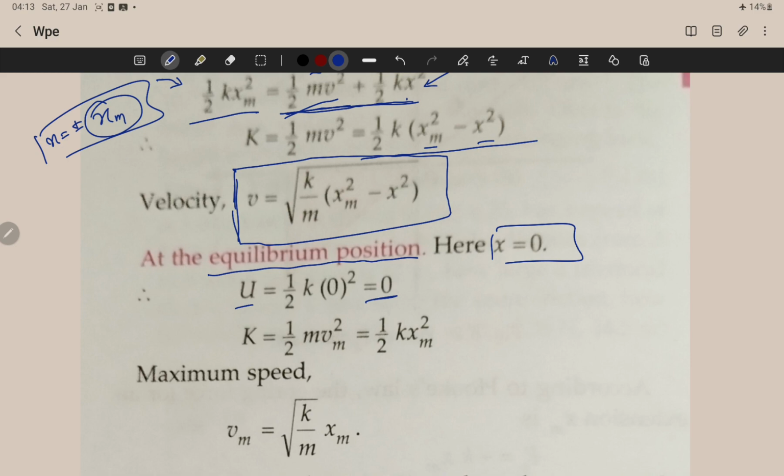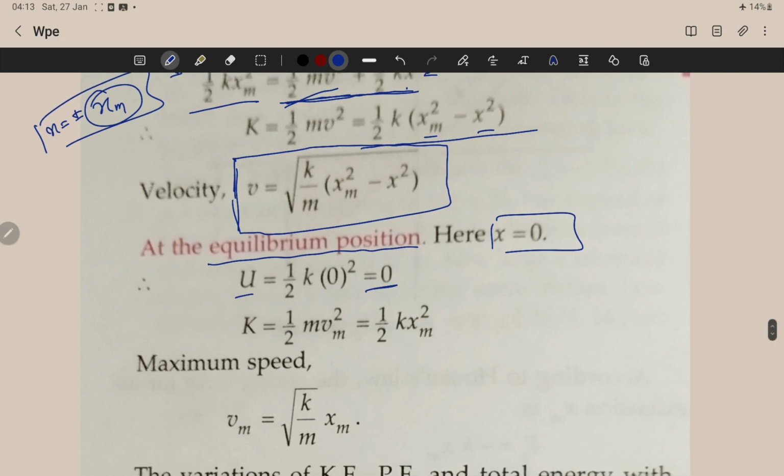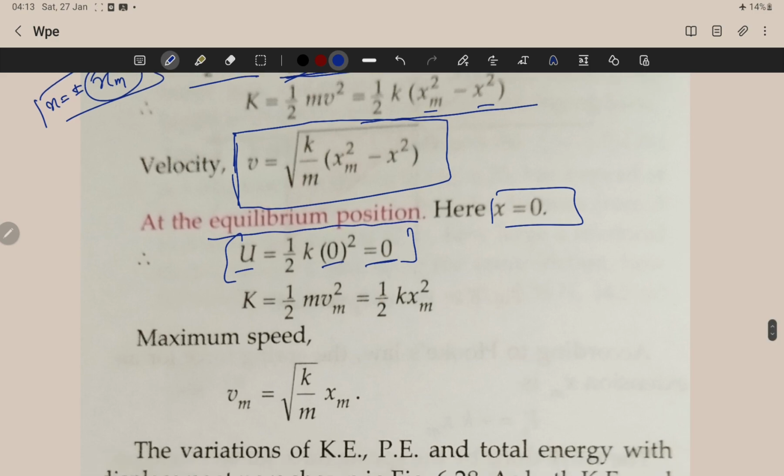What happened? The potential energy, at x is equal to zero, will become zero because it is half kx square. So x becomes zero, this potential energy will become zero. So all this energy is getting converted into kinetic energy. So at x is equal to 0, we have maximum velocity because all the potential energy is getting converted into kinetic energy. So kinetic energy is maximum at x is equal to 0. It is maximum, so velocity is also maximum. So at this position we write Vm.